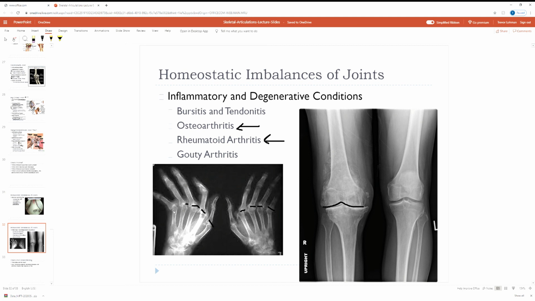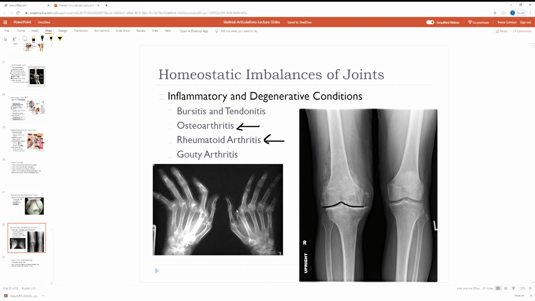So if you've ever met someone, it's most likely a grandma or a great-grandma, that has her fingers kind of look like this, they have what's called ulnar drift. I know my grandma had this, my great-grandma. That's because the rheumatoid arthritis became so bad it starts to attack specifically the lateral collateral ligament of your metacarpophalangeal joints, which then causes your fingers to be pulled in an ulnar direction.